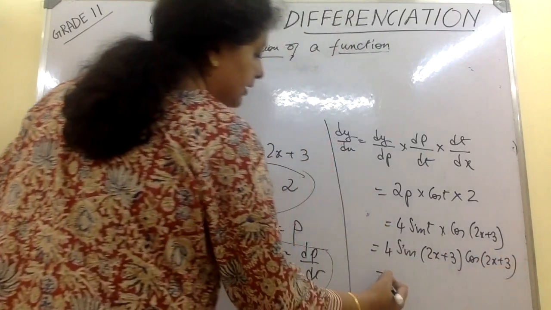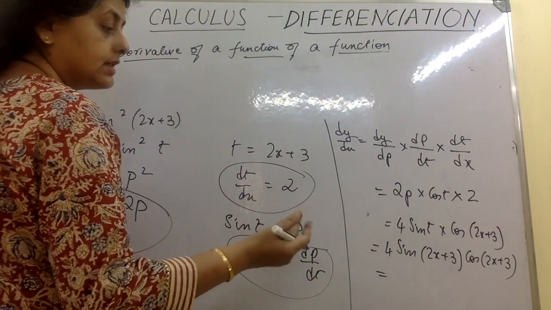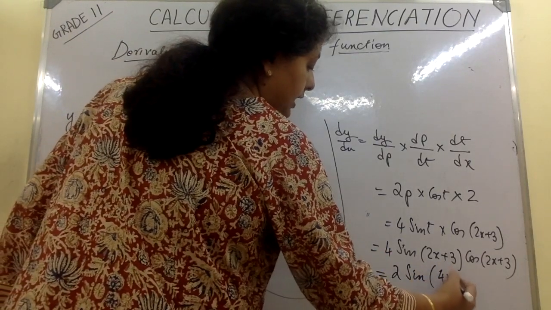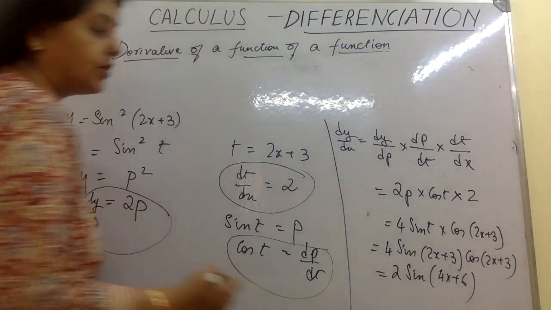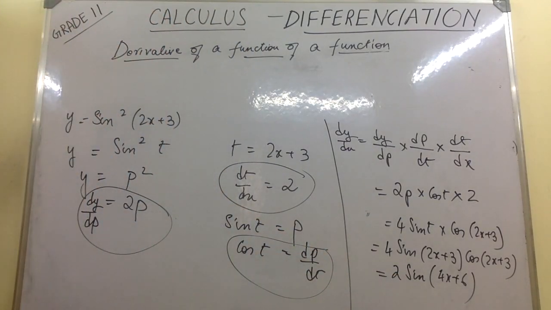But it's not done. Okay. It is coming under the formula 2 sin x cos x is sin 2x. So 2 sin 4x plus 6. I applied that formula. So 1, 2 got reduced from here. And so 2 sin 4x plus 6 is my answer.